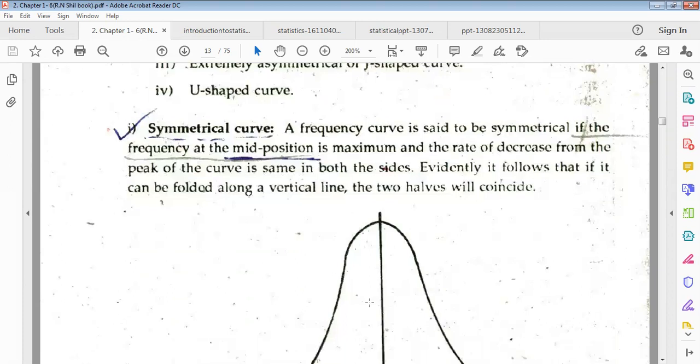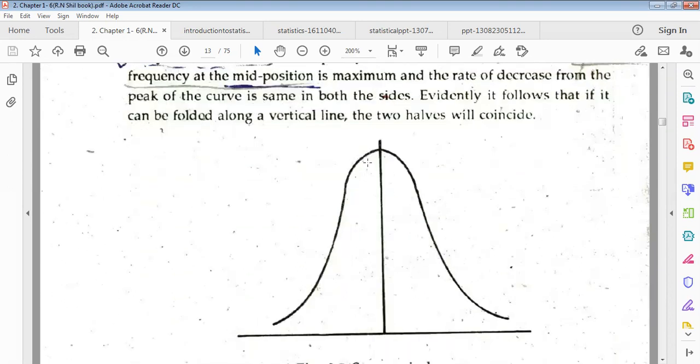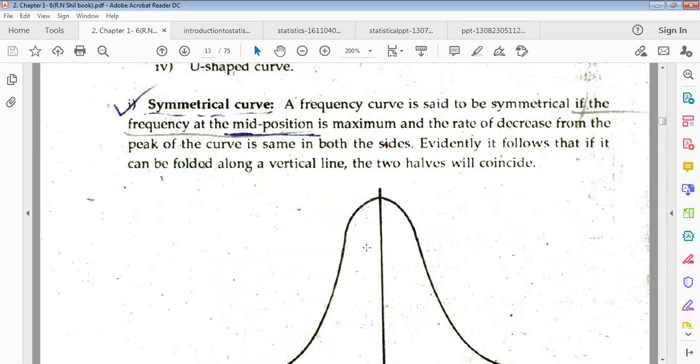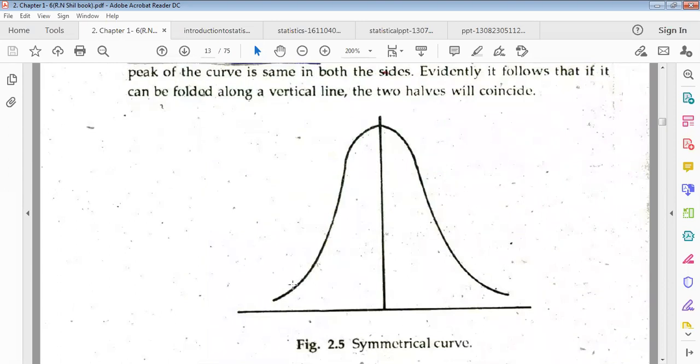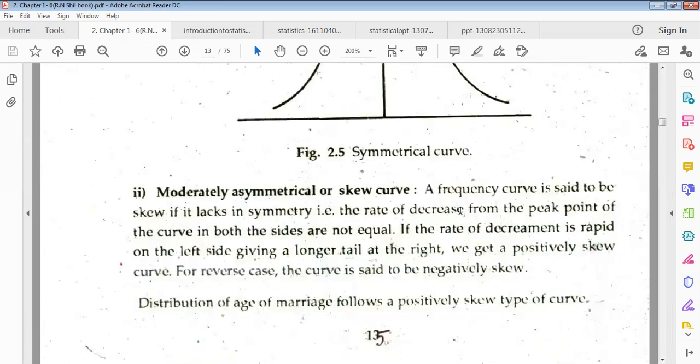Actually, a symmetrical curve is like this. This is the first quadrant and this is the second quadrant. So if we divide the whole curve into two equal parts, the two parts will be equal. In this case, this curve will be called a symmetrical curve. Okay, for every value of x, we will put another value of y, frequency. This is the class interval, and this is the frequency, and this will be a symmetrical curve.